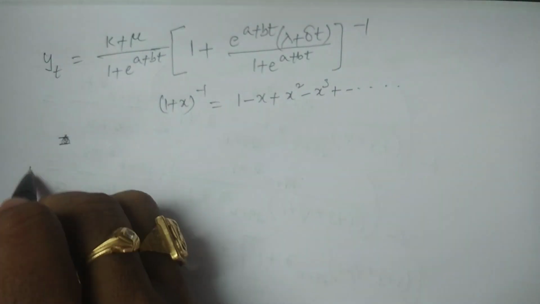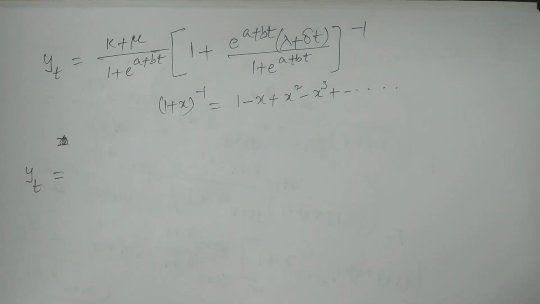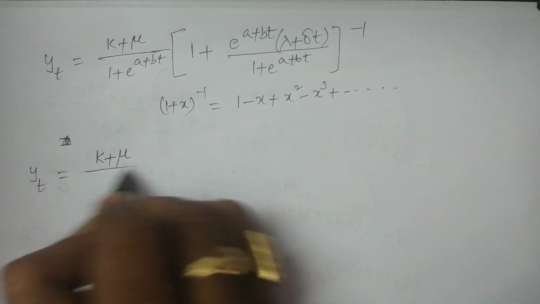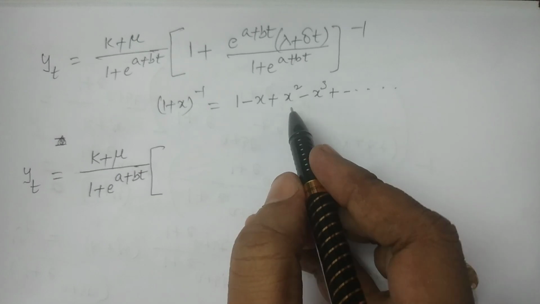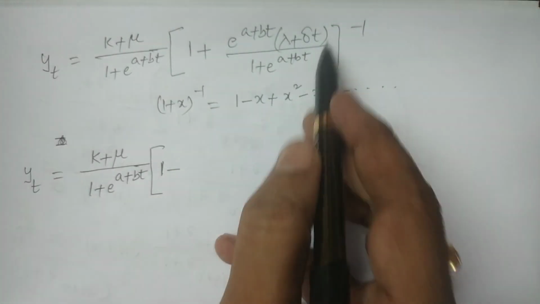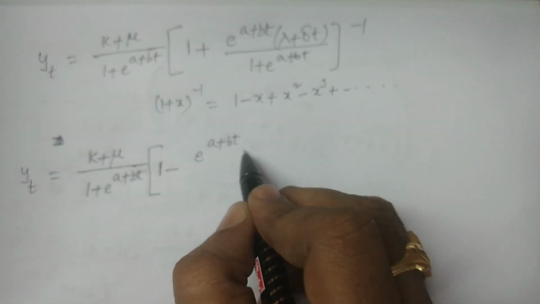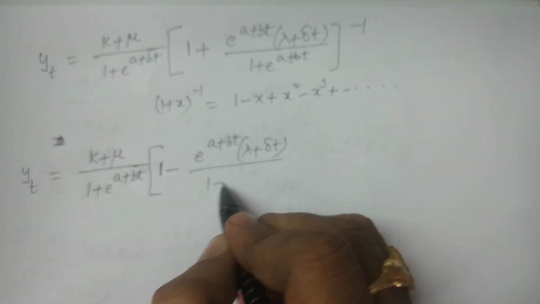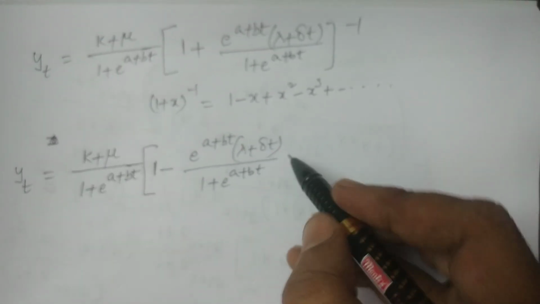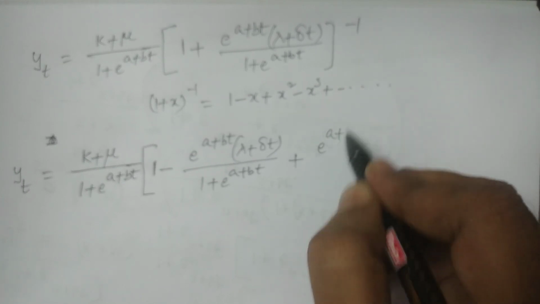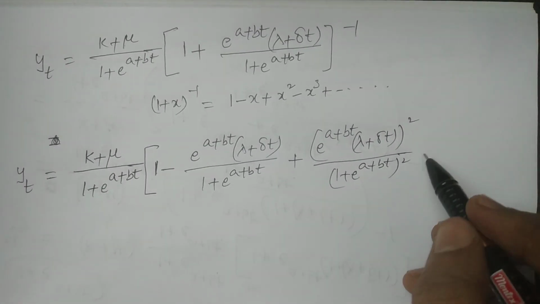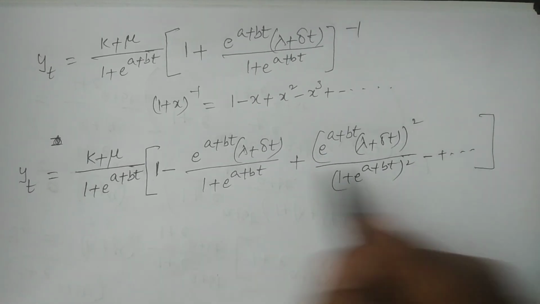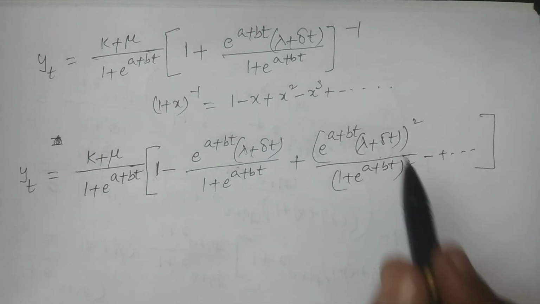Therefore, now yt becomes, k plus mu divided by (1 plus e power a plus bt), multiplied by, I am writing three terms. 1 minus x first of all. X means this: e power a plus bt into (lambda plus delta t) divided by (1 plus e power a plus bt). This is x. Plus x square: e power a plus bt into (lambda plus delta t), the whole square, divided by (1 plus e power a plus bt), the whole square. So minus plus and so on. I am writing just the three terms, including 1, 2, 3.